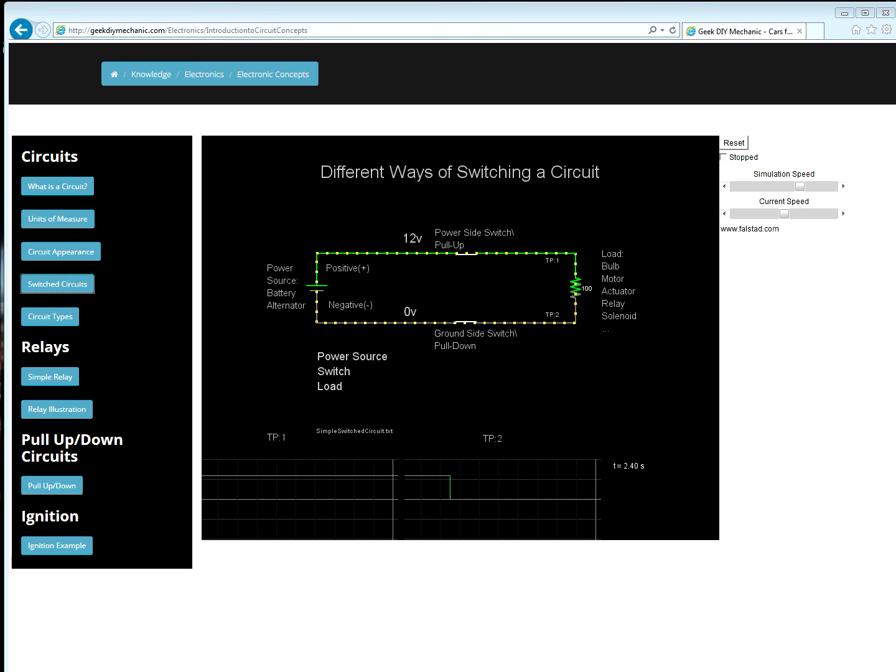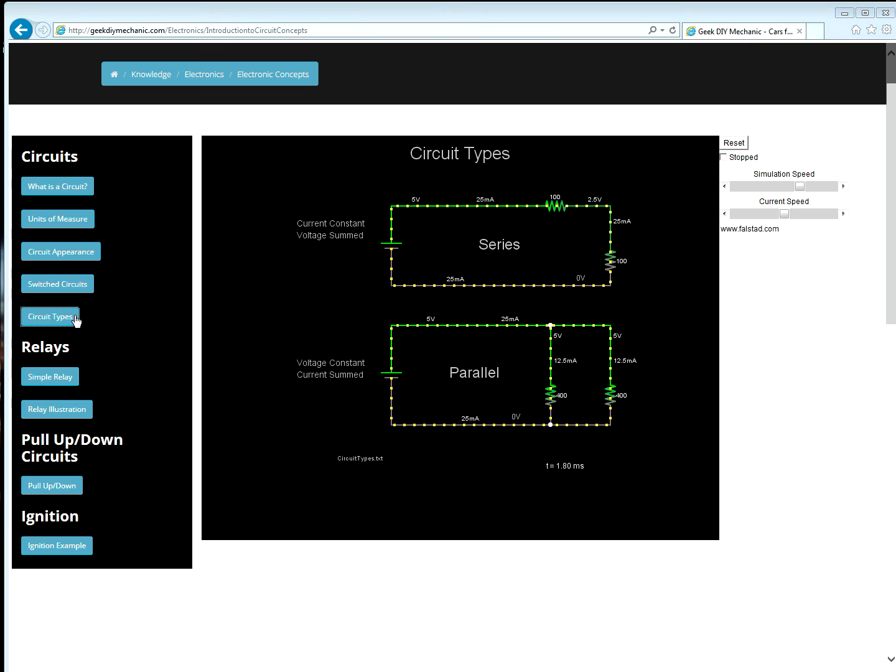The last important circuit concept that this video will discuss are two circuit configurations. Let's click on circuit types. This demonstrates two circuit types, series and parallel. At a high level, both circuits have the same power source, 5 volts, and both circuits have the same starting current, 25 milliamps.